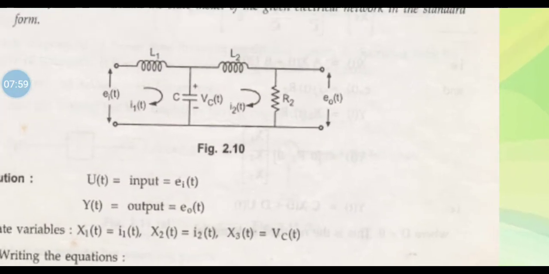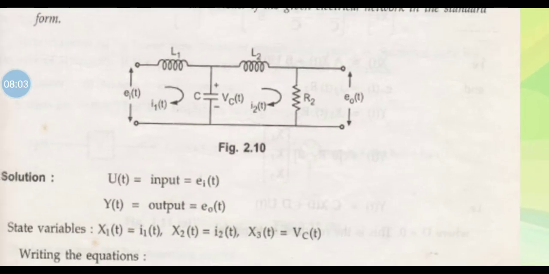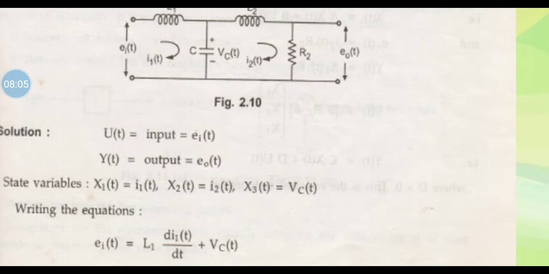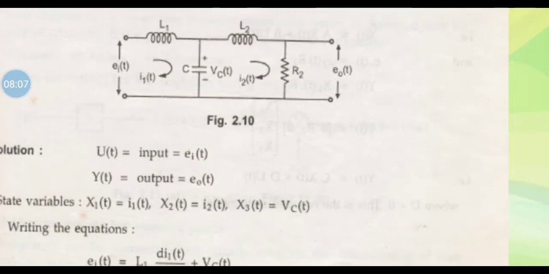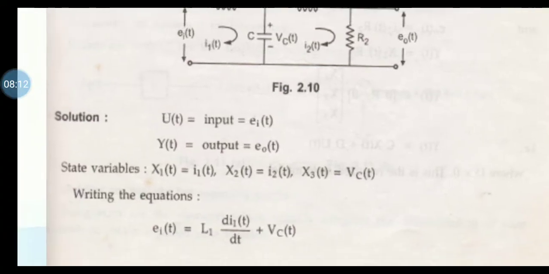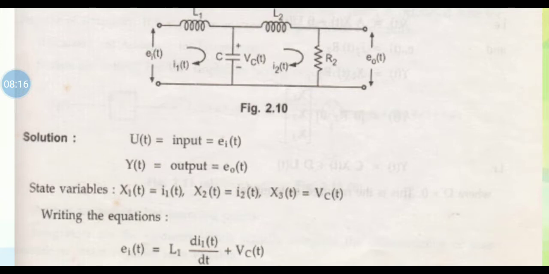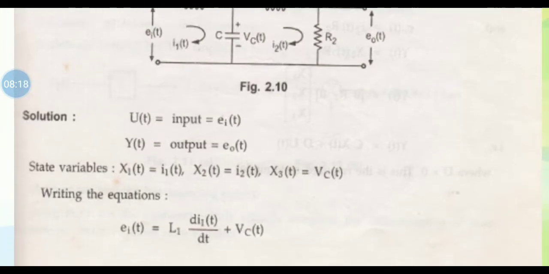So we'll see the next problem. Obtain the state model of the given electrical network in the standard form. The network has L1, L2, Vc of t, R2, E0 of t, I2 of t, I1 of t, E1 of t. Solution. U of t is the input, which is E1 of t. Y of t is the output, which is E0 of t.